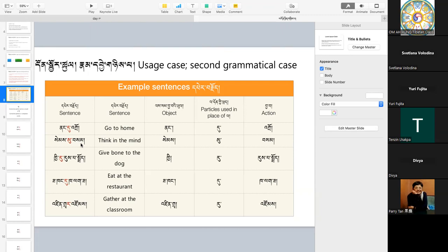So therefore, simsusam, think in the mind. Because we cannot think to the mind, right? We'll think in our mind or in our head. So think in the mind. The first component is the object, sem, the mind, where the action of thinking is going. The particle su, and then the action sam, to think.